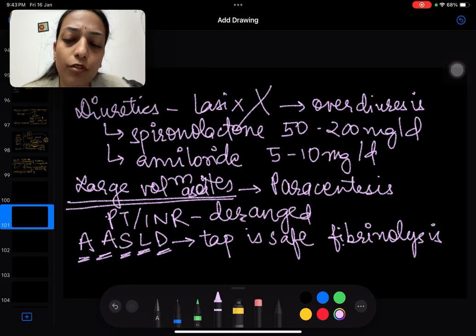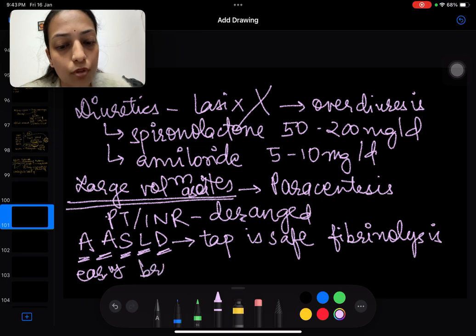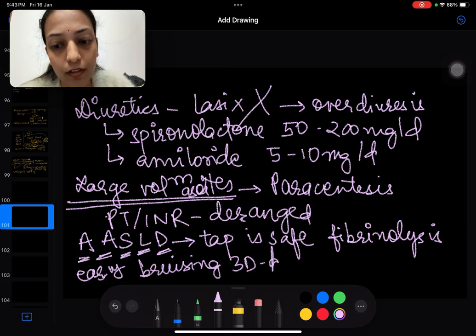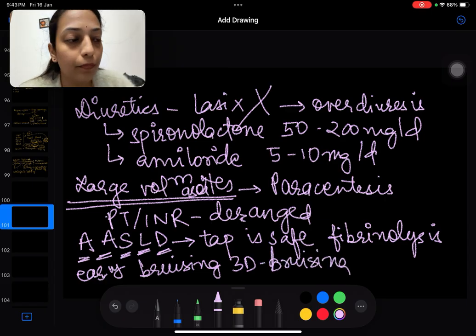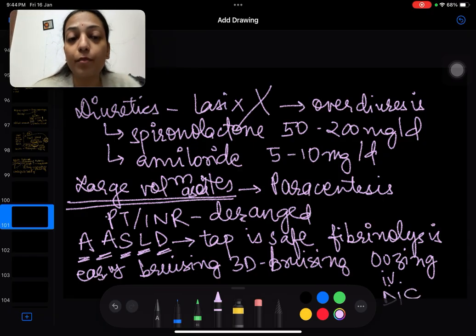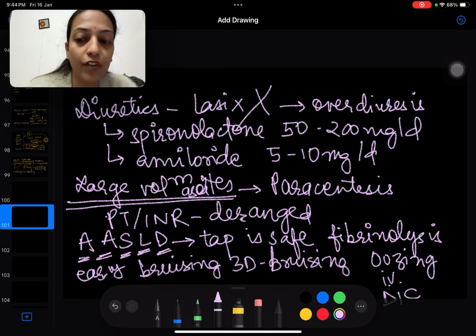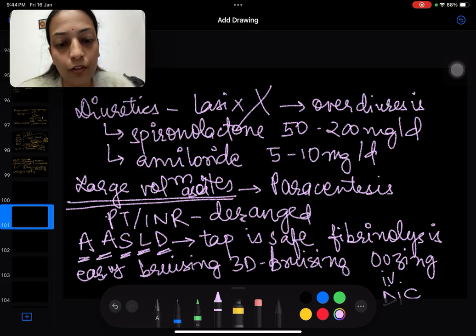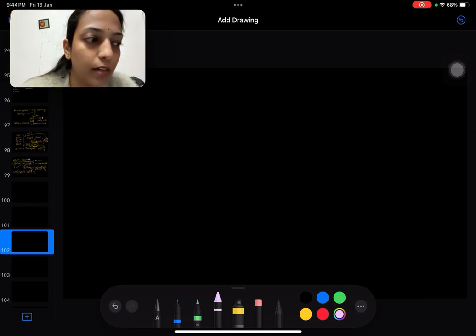Evidence of fibrinolysis is in the form of easy bruising, right? Easy bruising is actually written in the book, and oozing from the IV sites. So whenever we secure a cannula, if there is oozing from IV sites, or if there is evidence of DIC, or if a patient is known to have had DIC very recently, then it is very unsafe. Otherwise, tapping is safe in CLD patients with large volume ascites, right?